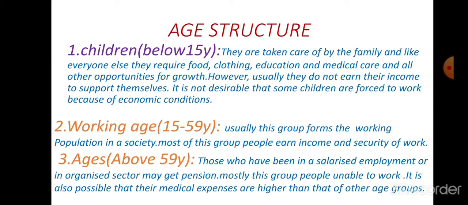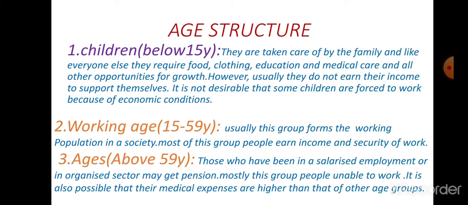It is not desirable that some children are forced to work because of economic conditions. So people below 15 years depend on their parents for food, clothes, education and medical facilities. So they are called children. Especially, the government provided free and compulsory education for 6 to 14 years children in the government schools. They are providing free food, free accommodation, free clothes, uniform, books. So everything is provided free for 6 to 14 years children who study in the government schools.